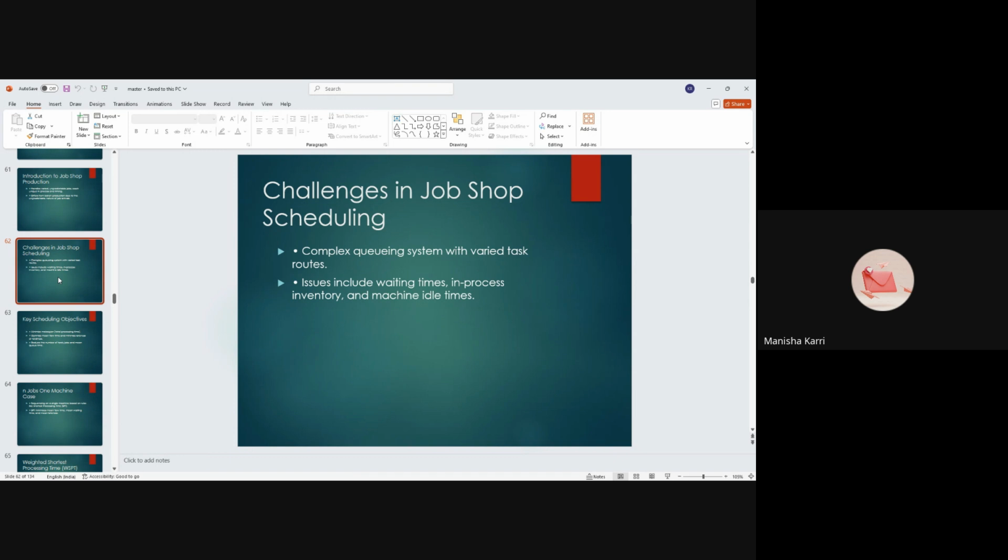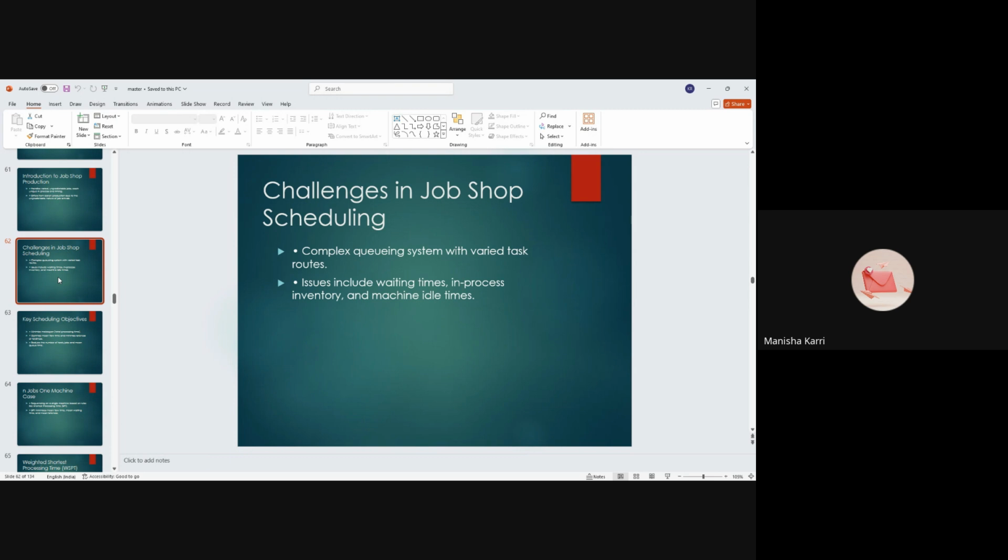In a job shop, different jobs often need different types of machines or processes in various orders, creating a complex flow of tasks. For example, one custom order might require steps A, B and C, while another needs B, D and E. So coordinating these varying paths is a main challenge. This is nothing but the complex queuing system.